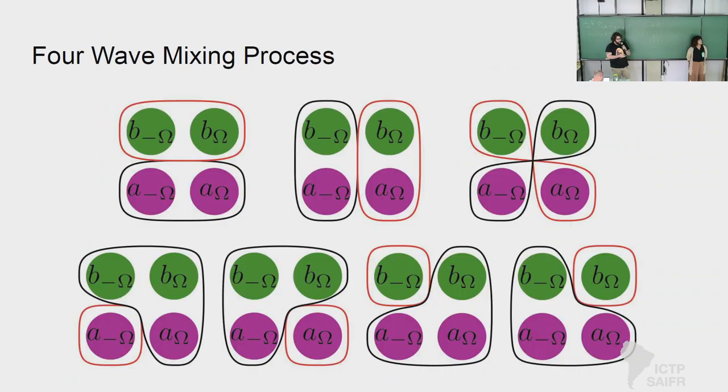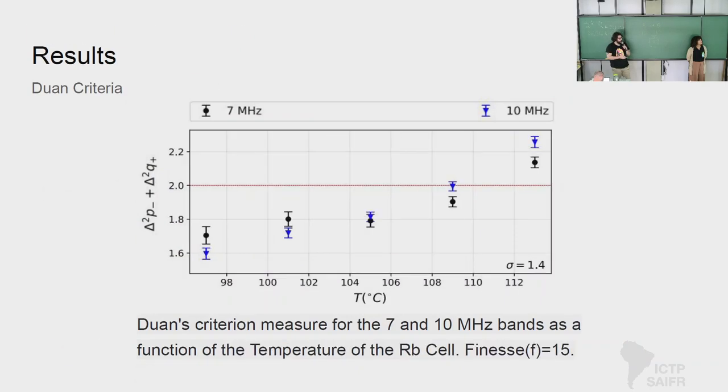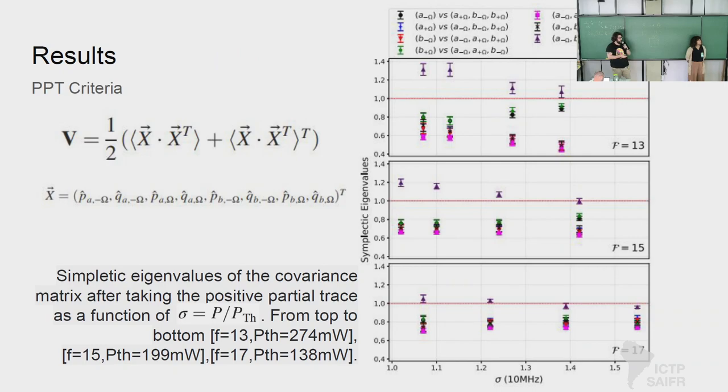So we are going to compare all the bipartitions that we are going to have in our system with the upper and lower sidebands of the two output fields. And what we will find is that, you can see here, almost all of them are going to be entangled. And here we have it again for the input power, but we're going to have this for three different finesses of our cavity. So it's going to be more open or more closed. We're going to have a bigger or smaller opening of the cavity.